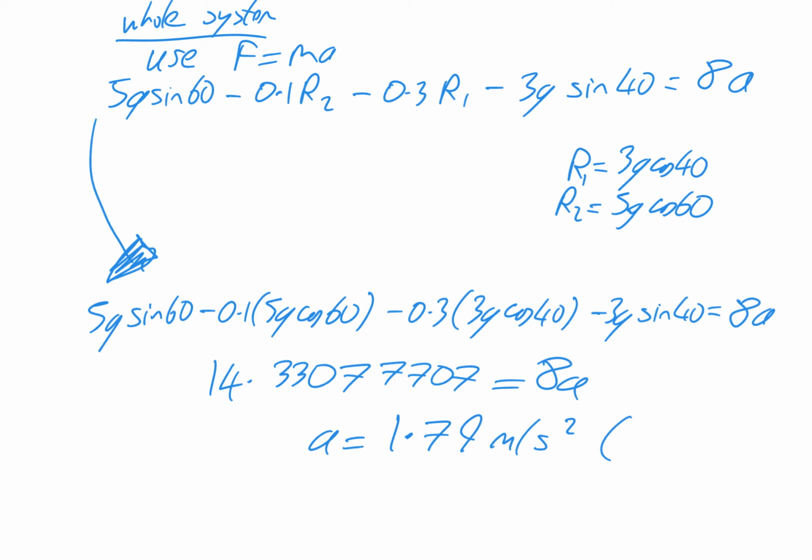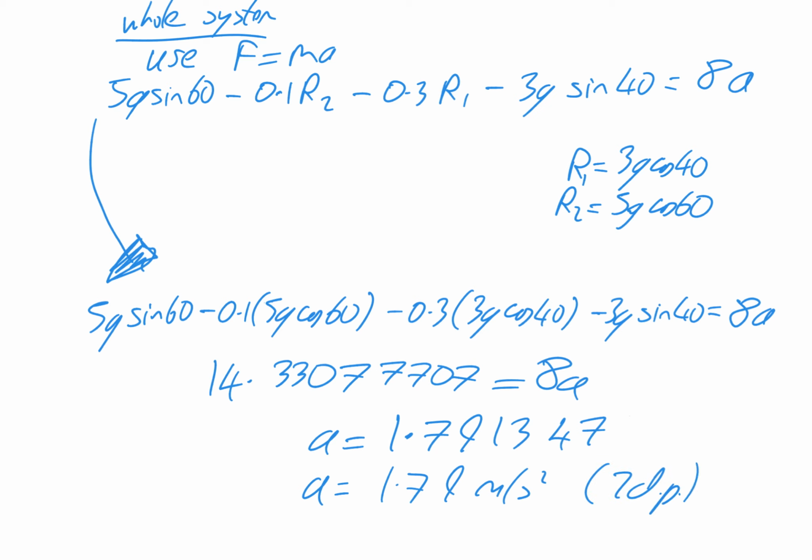But I think I would keep a few more digits here just because I'm going to have to use this for the next part of the question. So we'll do 1.791347, but then we'll just put it equal to 1.79 meters per second squared to 2 decimal places. So we've got that written down, but we're going to use this one for the next part of the question.